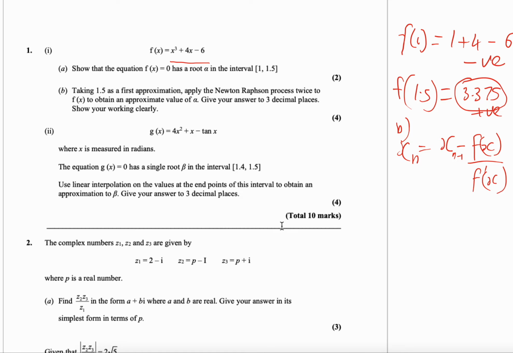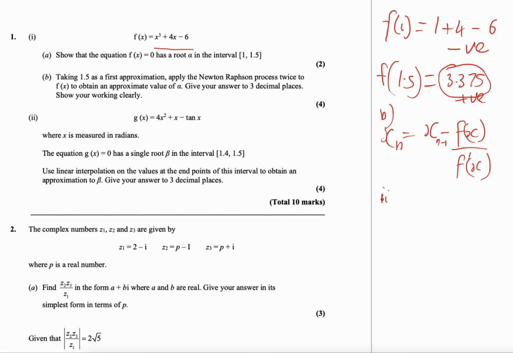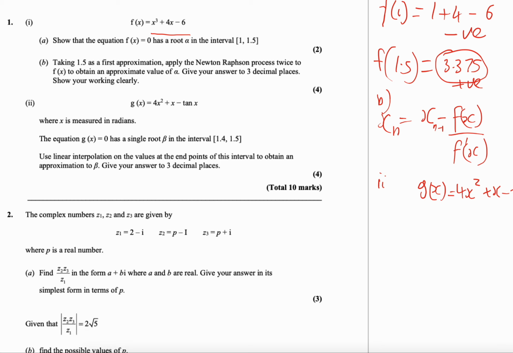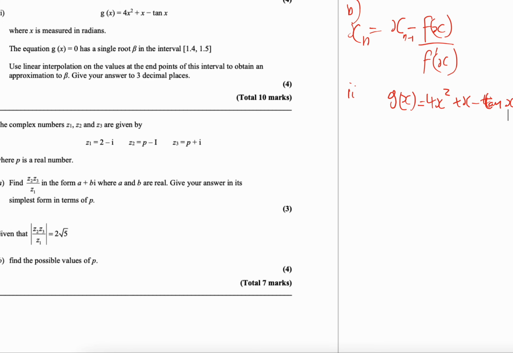Okay, part 2. This is an unrelated question. g of x is 4x squared plus x minus tan x, where x is measured in radians. The equation g of x equals 0 has a single root in the interval. Use linear interpolation on the values of the endpoints of the interval to obtain an approximation of beta.